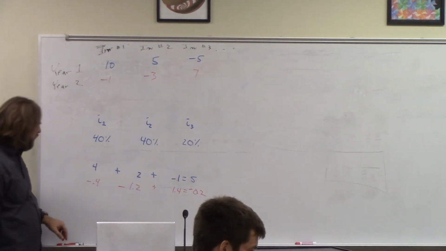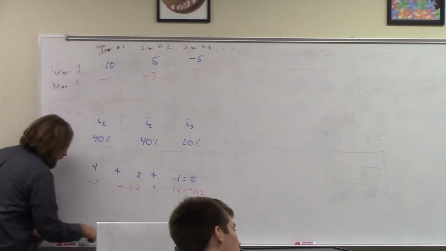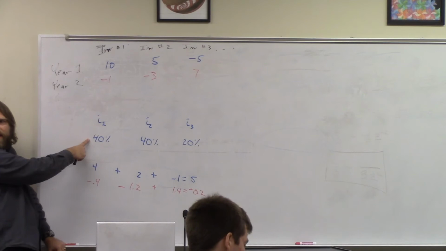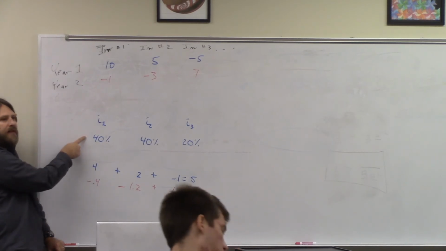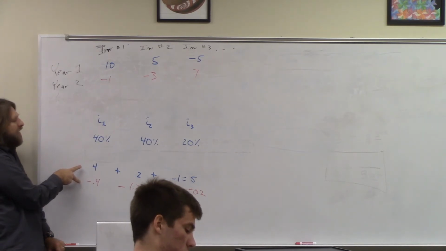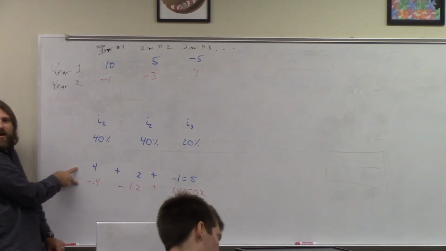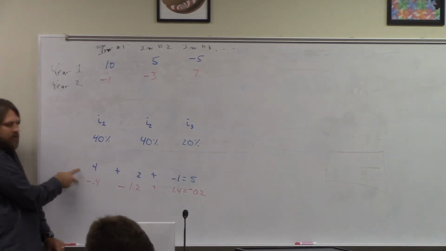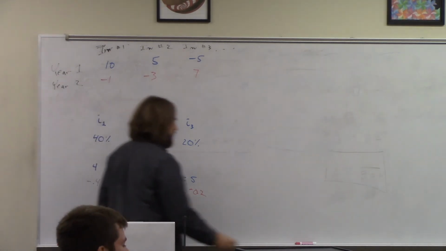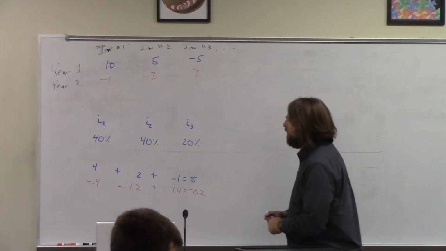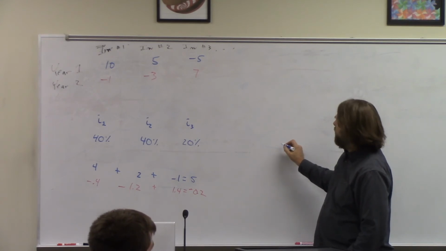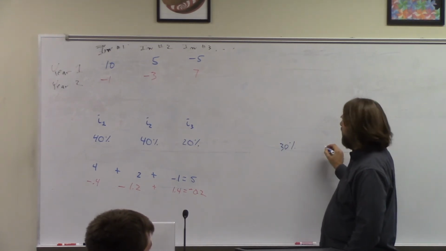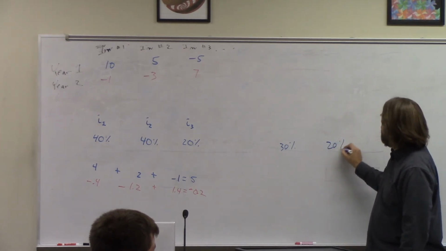Okay? So what we're going to do, in theory, is we'll try all possible allocation strategies and we'll look at what the worst case scenario is. Okay? And we'll pick the allocation such that we get the best result from our worst case scenario. So let's try a different allocation strategy. Over here, real quick, let's do 30%, 20%, and 50%.